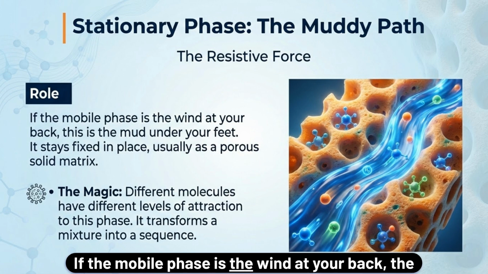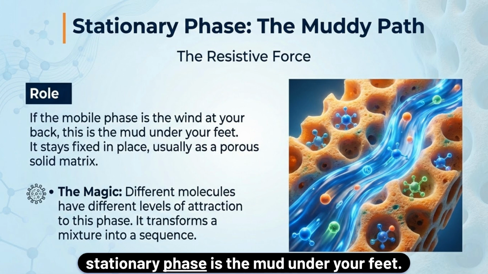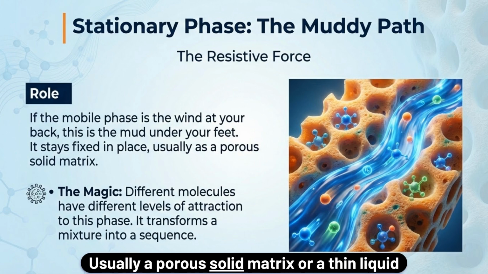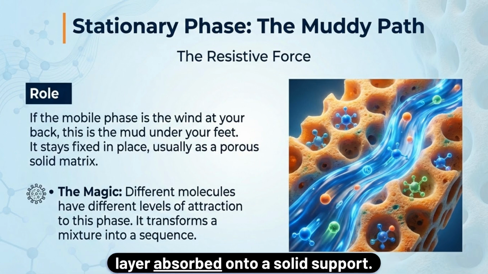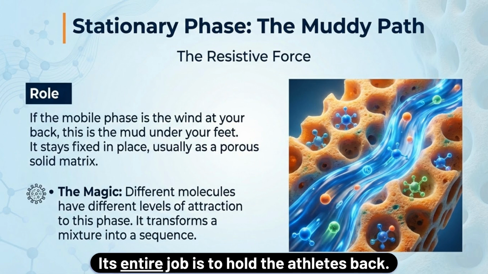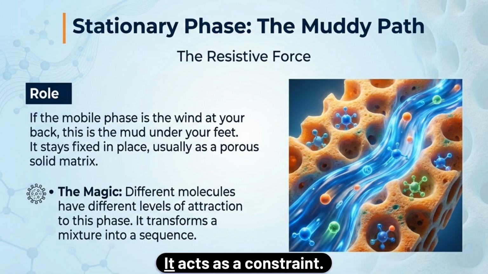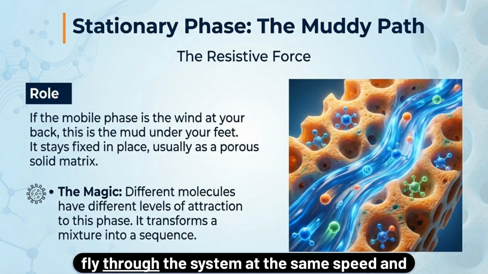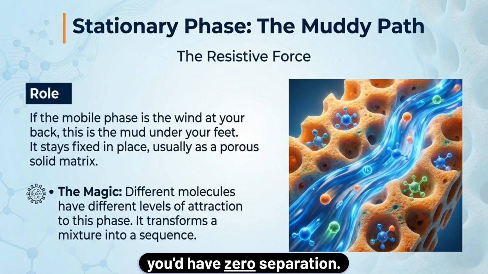If the mobile phase is the wind at your back, the stationary phase is the mud under your feet. It stays fixed in place, usually a porous solid matrix or a thin liquid layer adsorbed onto a solid support. Its entire job is to hold the athletes back. It acts as a constraint. Without this resistance, every molecule would fly through the system at the same speed, and you'd have zero separation.